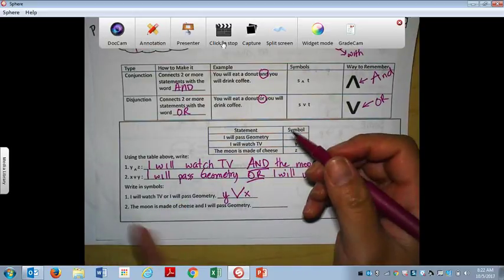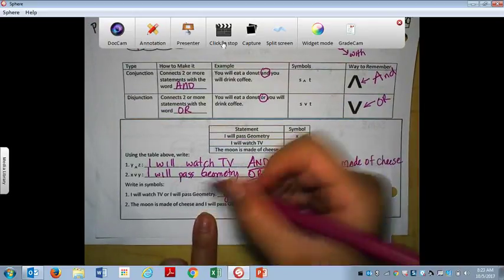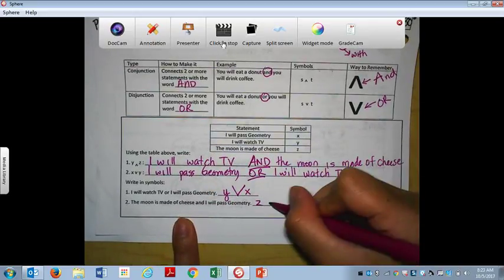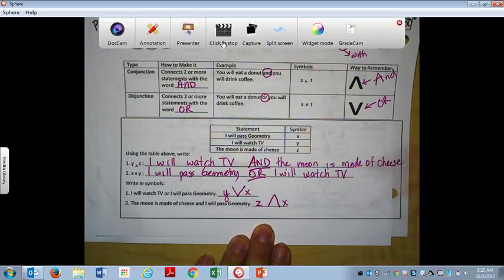All right, now let's do the moon is made of cheese. You know that's Z, okay, and then you've got and, which looks like an A without the bar. I will pass geometry, X. There you have it.